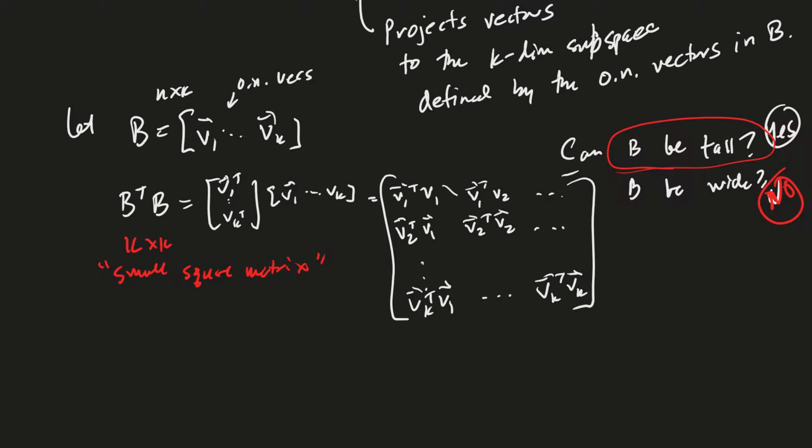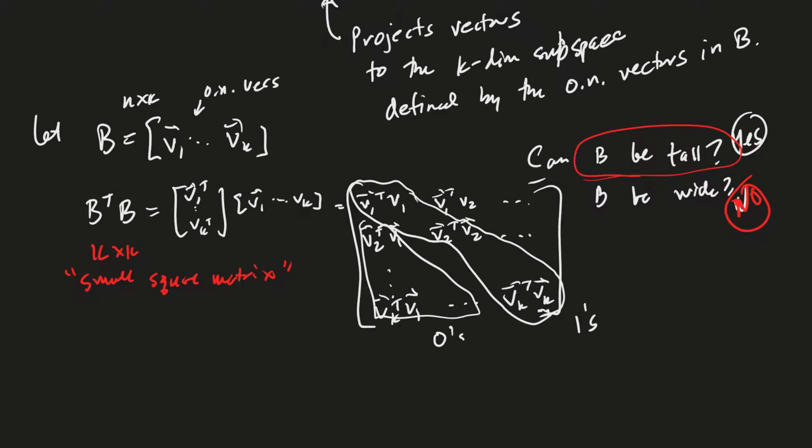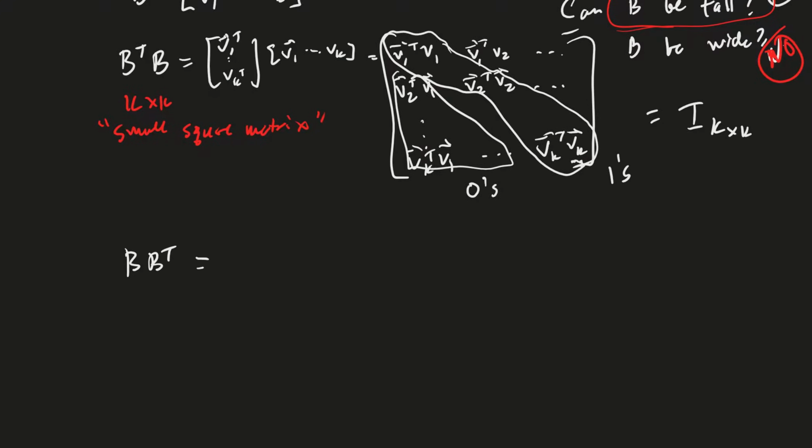Do you see along the diagonal what's going to happen? Along the diagonal we get ones because we're orthonormal. These are the magnitudes of the vectors. And off the diagonal we get all zeros. And so this is the identity matrix, k by k. Good.